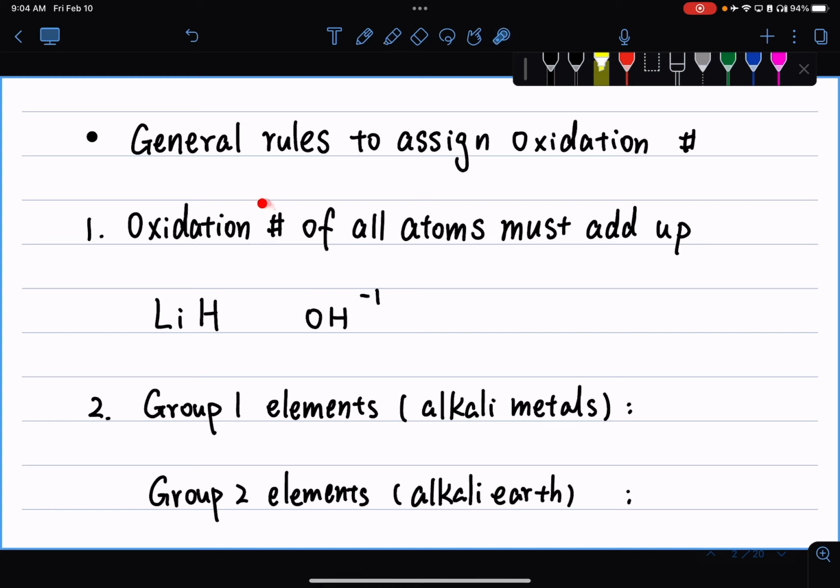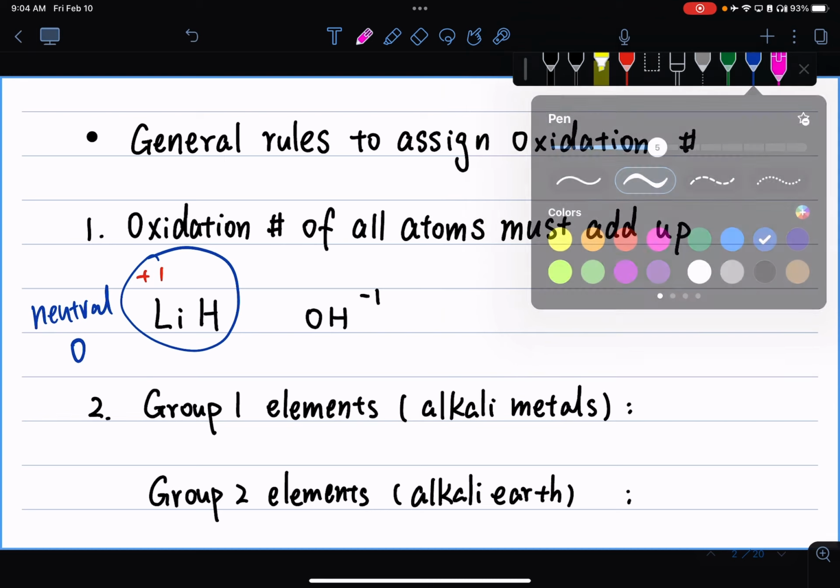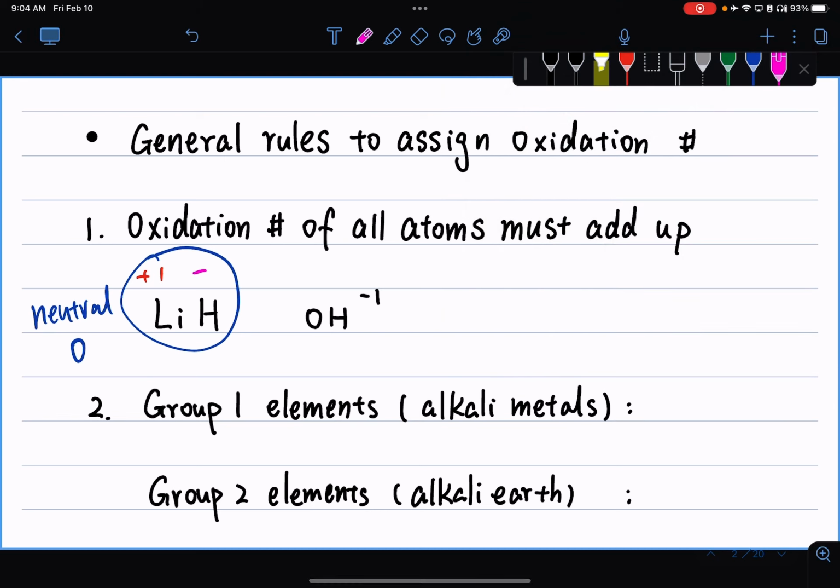So first thing, when we say oxidation numbers of all atoms must add up, if we take a look at the example here, we have lithium, that's our group 1. Let me just pull out the periodic table on the side for your reference. Lithium is one of our alkali metals, likely to have +1, and this entire molecule is neutral. What that means is the entire oxidation number must add up to be 0. So from there, we can derive that hydrogen must have -1, so that the entire molecule's oxidation number adds up to 0.